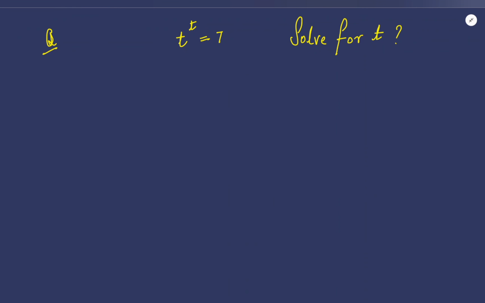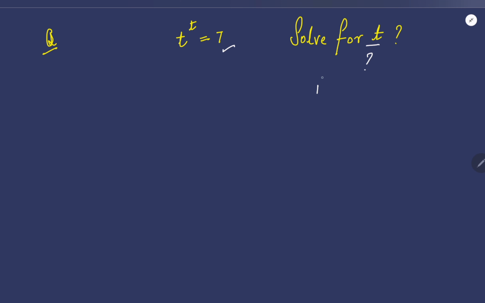I'm Upasana. So in this video, what are we doing? We have an equation, t raised to power t is equal to 7, and we need to solve it for t. We need to find the value of t. So in such cases, you can try the hit and trial method as well.